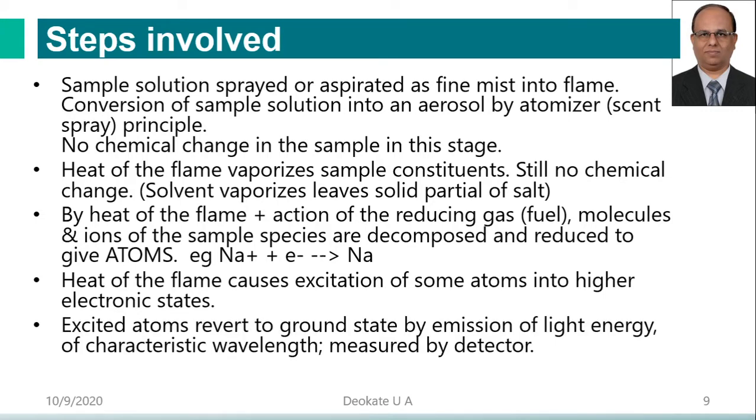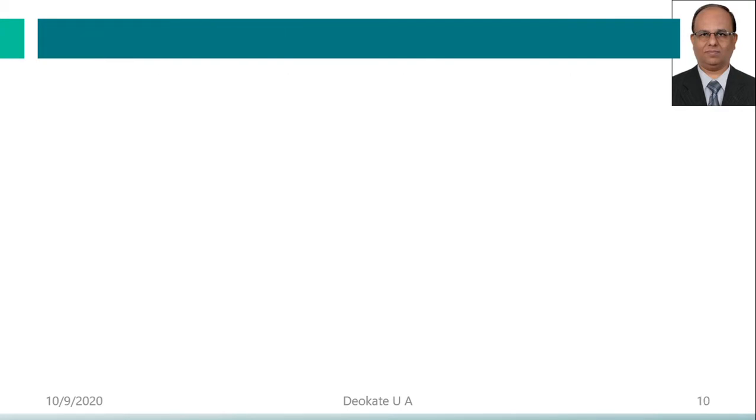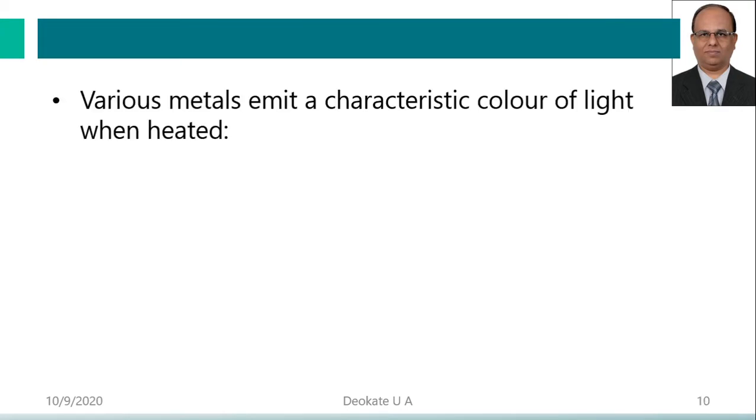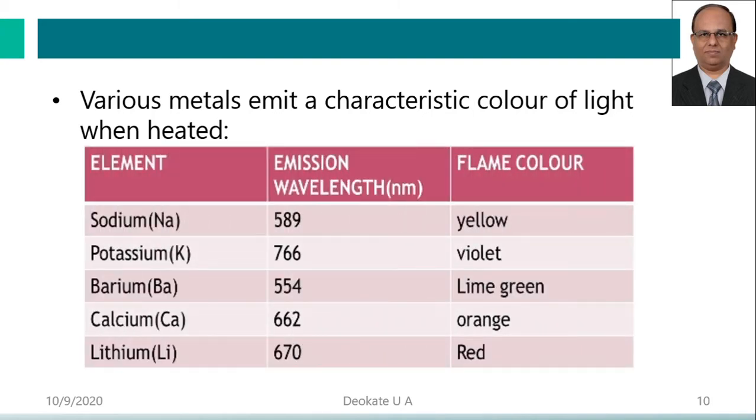Excited atoms revert to the ground state by emission of light energy of characteristic wavelength, which is measured by the detector. So various metals emit a characteristic color of light when heated. I will show you some metals which are generally determined by flame photometry. The wavelength of emission, or wavelength of determination, is important to know.